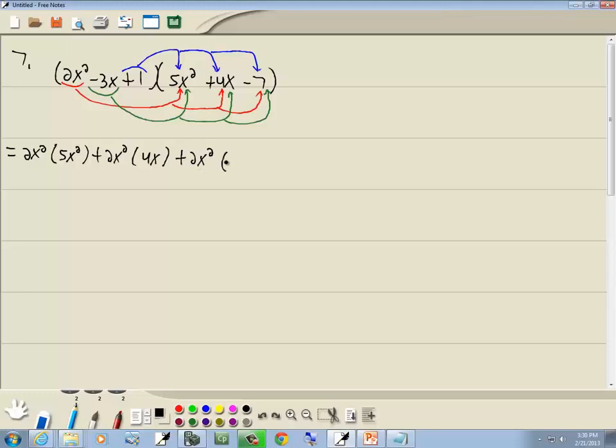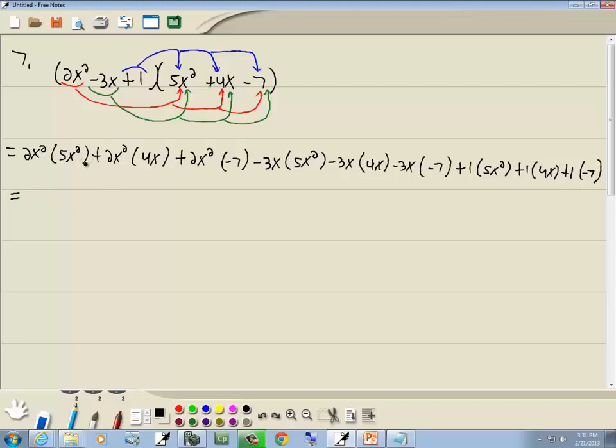Take our 2x squared and multiply it times the negative 7. Then we'll go to our second term, the negative 3x, and we'll multiply it times the 5x squared. We'll take the negative 3x and multiply it times the 4x. Negative 3x times the negative 7. And then we'll take our last term, the 1, and multiply it times the 5x squared. Multiply it times the 4x, and we'll multiply it times the negative 7. Again, I'm just following the lines to see what to multiply together.